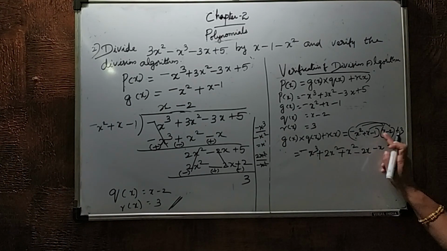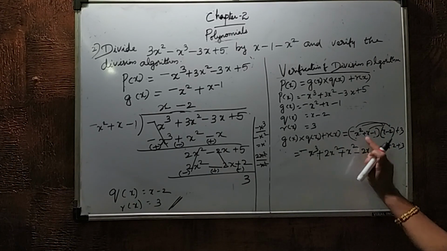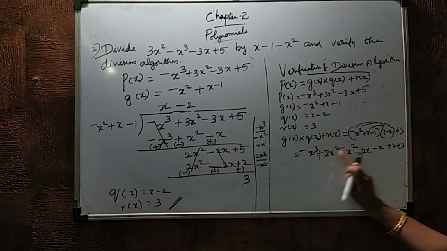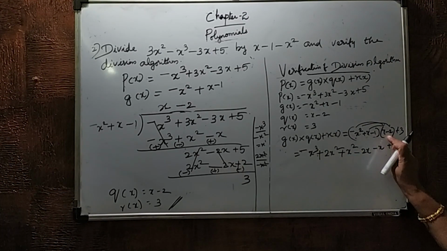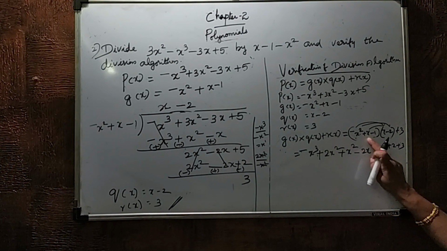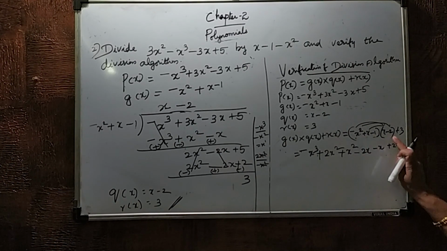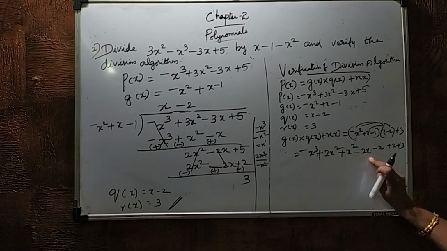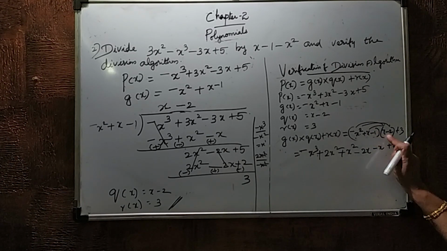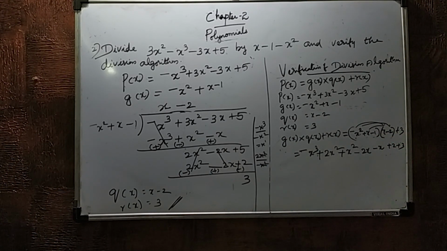Plus 3 is here. After that, minus 1 into, first you will take negative x square into x, you will get negative x cube, negative x square into negative 2, positive 2x square. The next one, plus x into plus x, you will get x square, plus x into negative 2, it is negative 2x, then minus 1 into x, minus into minus, plus 2 into 1, 2, and this plus 3.